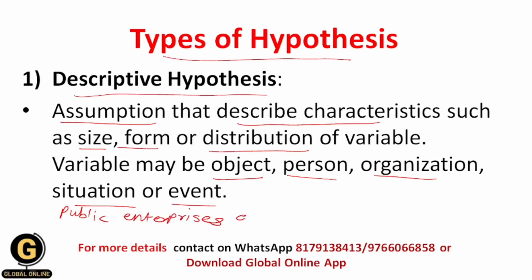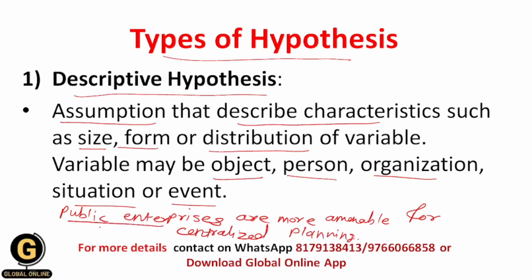are more amenable for centralized planning. So here public enterprises is the variable and centralized planning is the characteristic which is described. It is the characteristic of this variable, right? So this is the descriptive hypothesis.